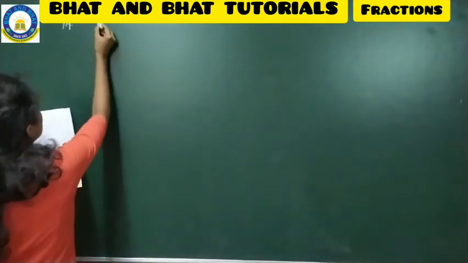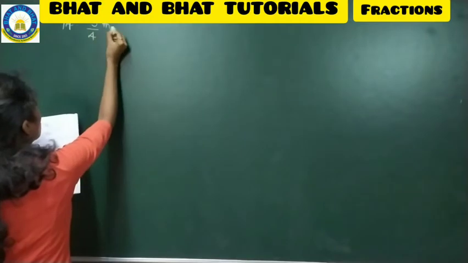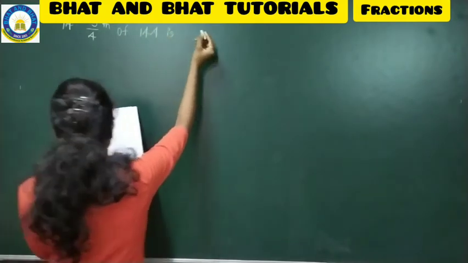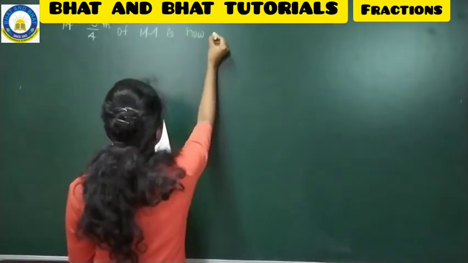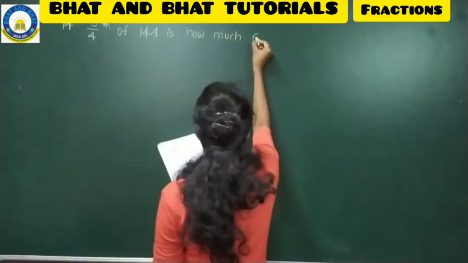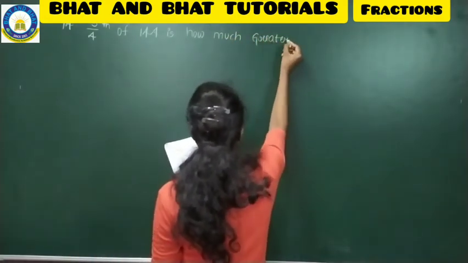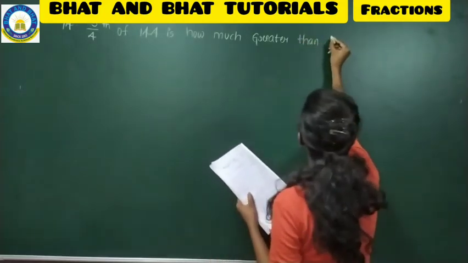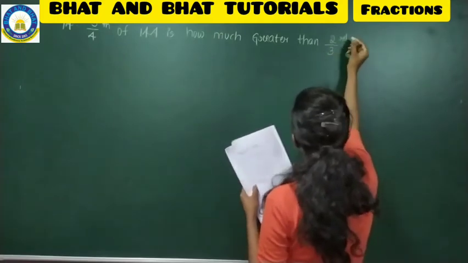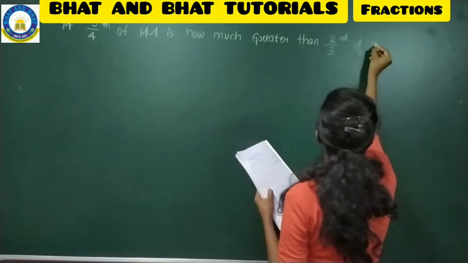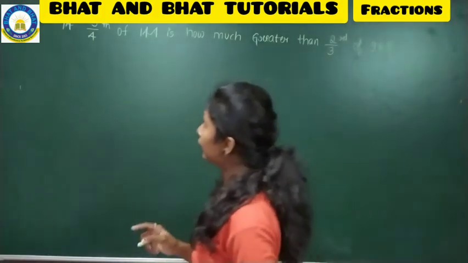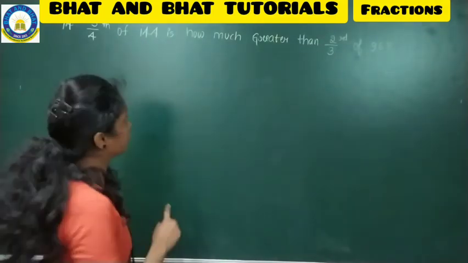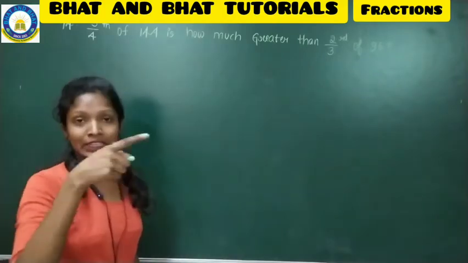The problem is like this: 3 by 4th of 144 is how much greater than 2 by 3rd of 96? They are telling that 3 by 4 into 144 is how much greater than 2 by 3 into 96.